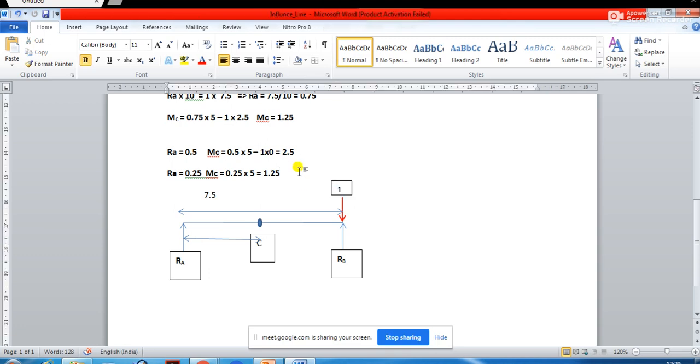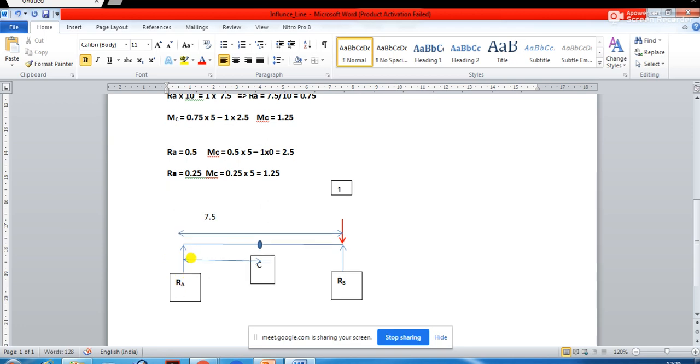It will be 0. Obviously it will be 0, sir, because you see the load has moved over the support B. So the support reaction at RB will become equal to 1 and the RA is going to be equal to 0, right? So in that case your RA is going to be equal to 0, and thus your MC, you see, the MC is going to be equal to how much?